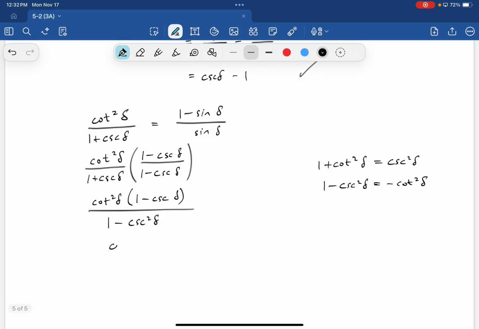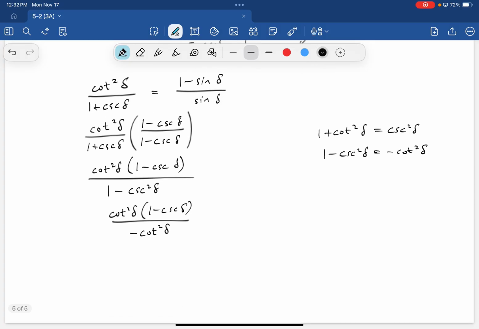All right, so this is going to simplify to cotangent squared times 1 minus cosecant over negative cotangent squared, which is going to simplify, right? They cancel out on the top and the bottom. And so that becomes negative 1 minus cosecant, which is cosecant minus 1. And then we can do the same thing as before.